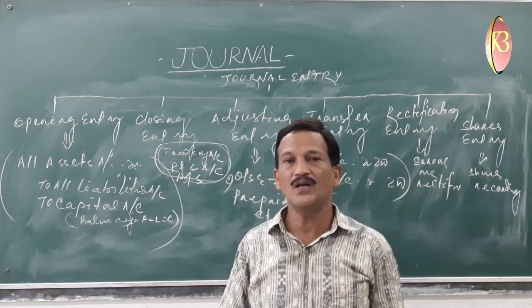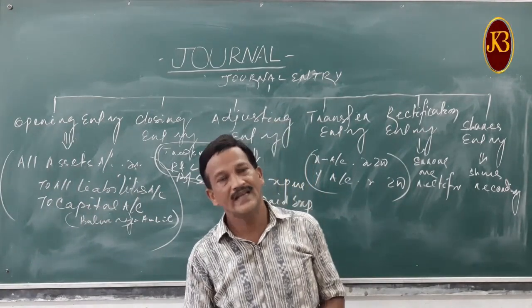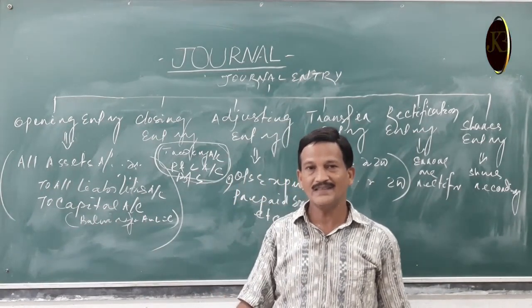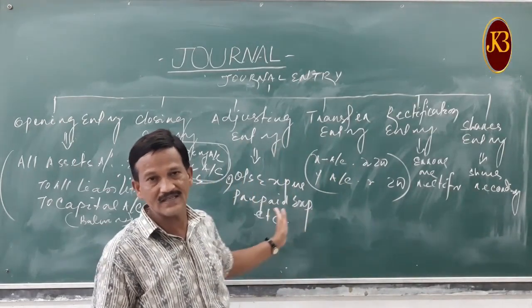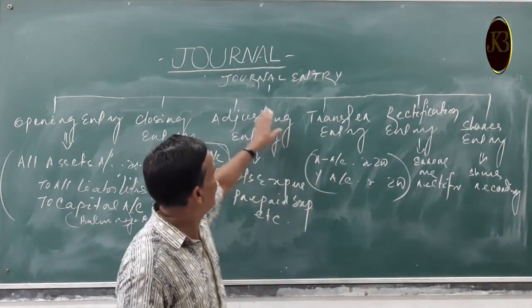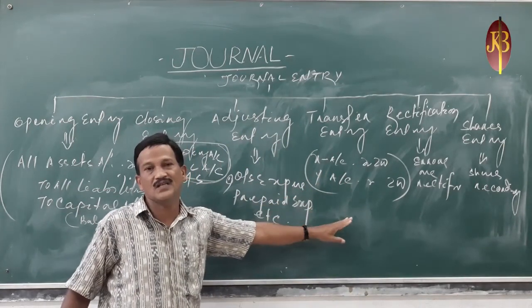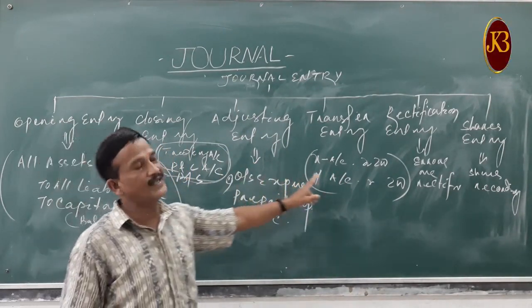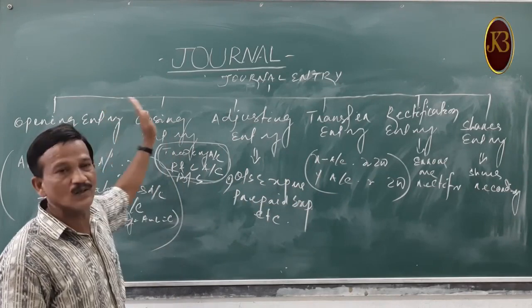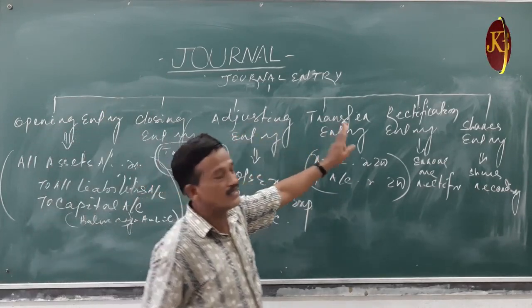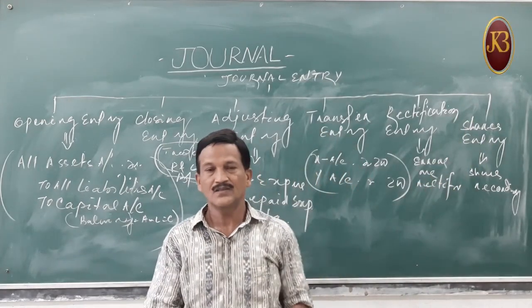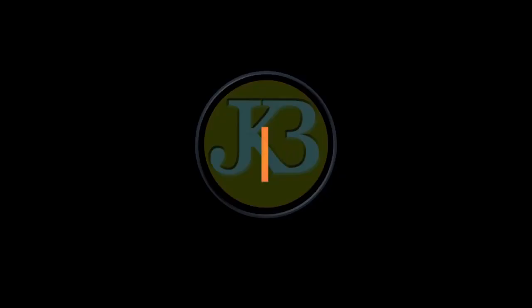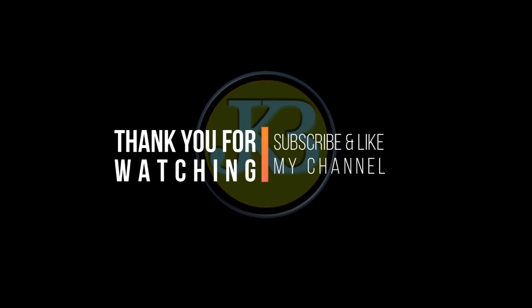Today we discussed the journal, the steps for preparing the journal, then types of journal entries: simple entries, compound entries, then again the broad classification of journal entries into different categories. There is opening entry, closing entry, adjusting entry, transfer entry, rectification entry, and shares entries. So this is about the beginning of the journals. Thank you.